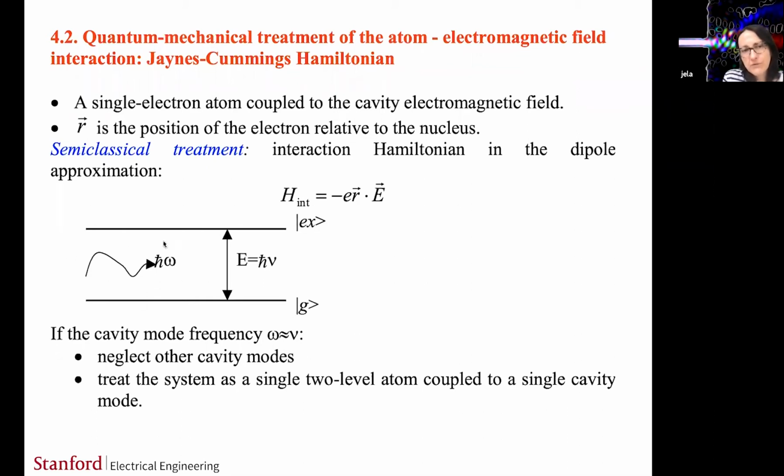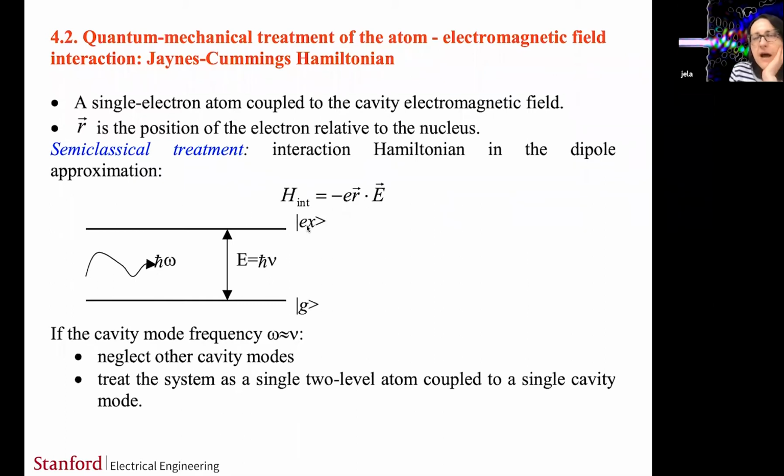And the driving field frequency is omega. So h bar omega is the energy of the driving photon, and the transition frequency is nu here, and we assume that omega is pretty much equal to nu. And all the other transitions are off resonance, so they don't really matter. And we can model this atom as a two-level atom with ground state G and excited state EX.